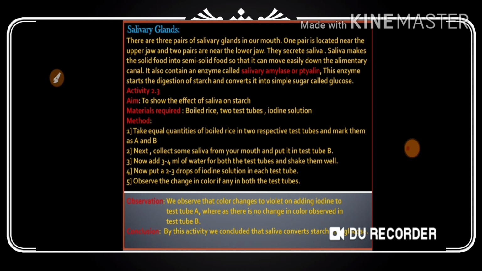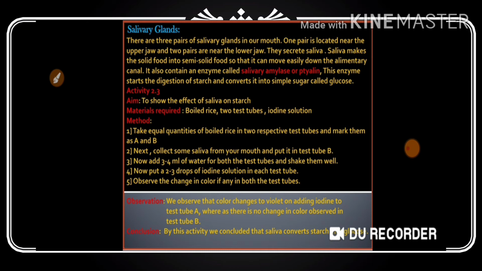The method: take two equal quantities of boiled rice in two respective test tubes and mark them as A and B. We need to take two test tubes from the laboratory and label them A and B. Next, collect some saliva from your mouth, and put it in test tube B. Are you getting my point?